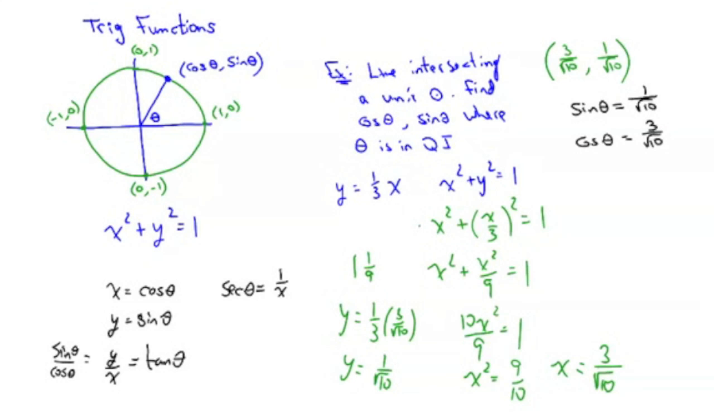Sine's reciprocal is cosecant, CSC. This will be 1 over y or 1 over sine. Either one's perfectly fine. And tangent's reciprocal, of course, is cotangent, which is x over y or cosine over sine.